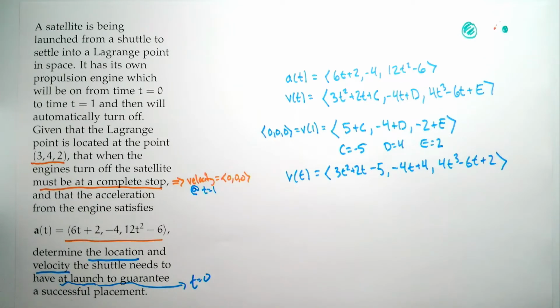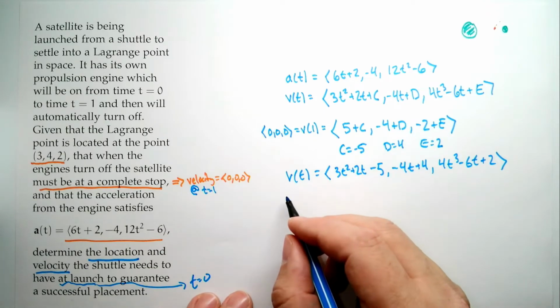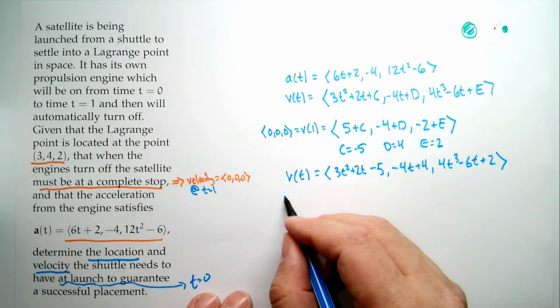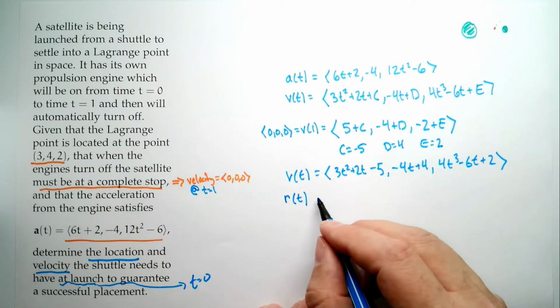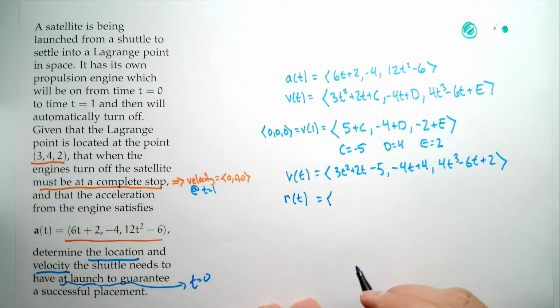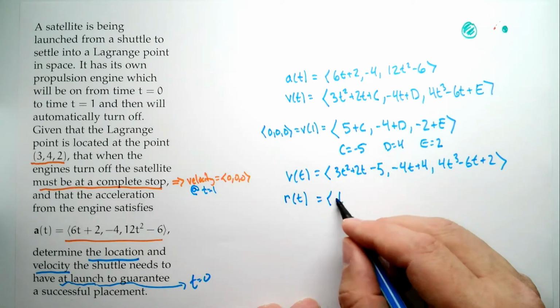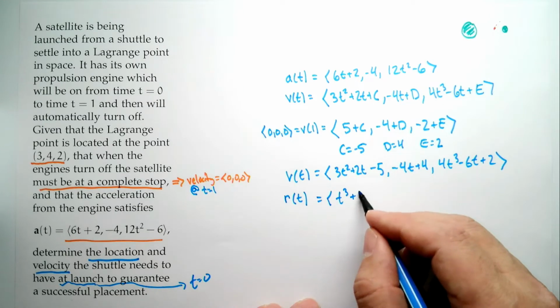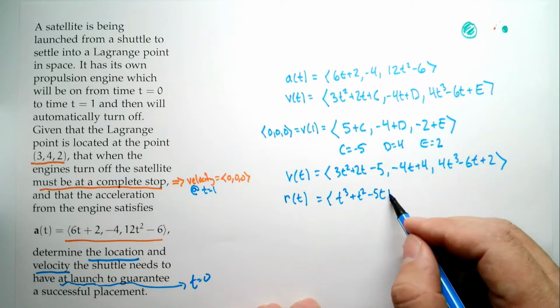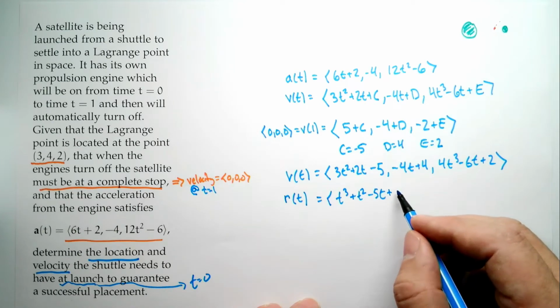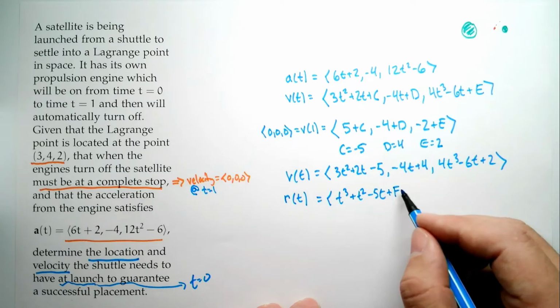Integrate again. Integration is a technique so nice, we're going to do it twice. Because if you integrate velocity, you get position. And we usually denote position by r. Okay, I don't know. Rosition? Maybe. All right, so what's the antiderivative? t cubed plus t squared minus 5t plus f, working our way through the alphabet.